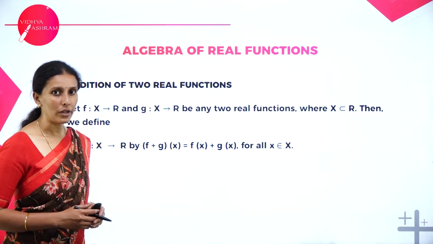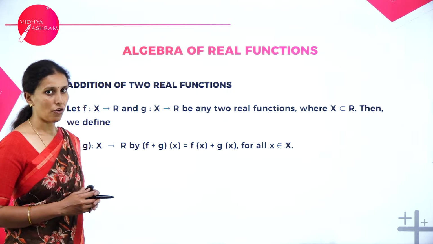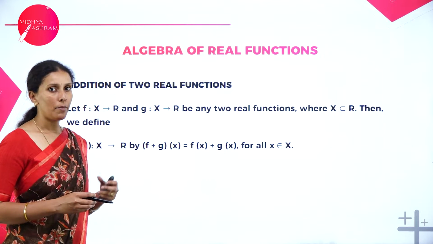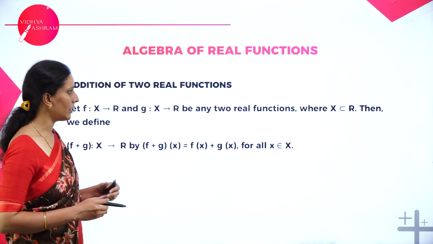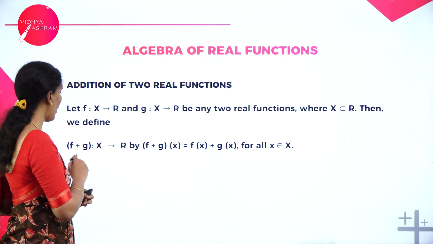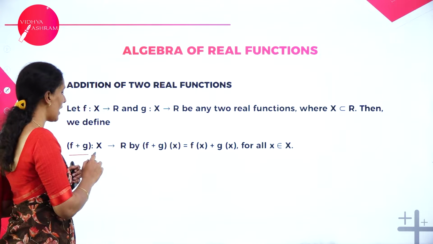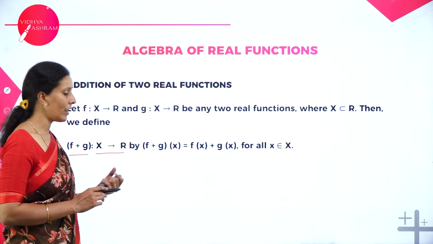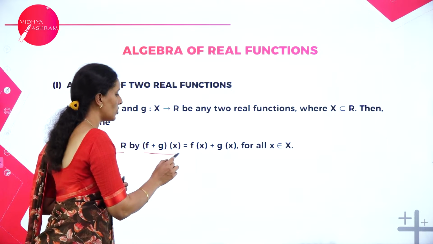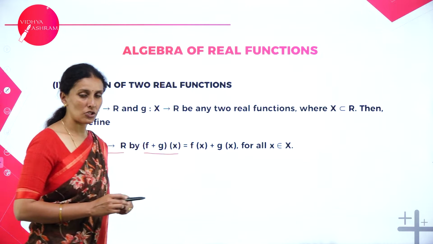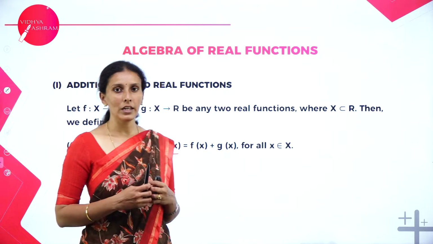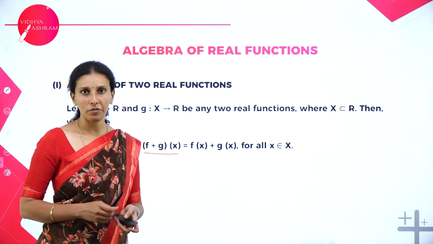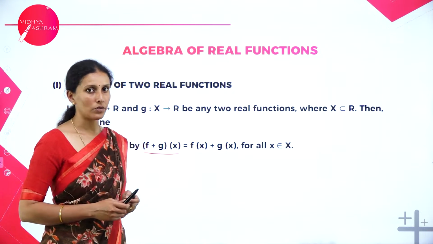Let me take two real functions f of x and g of x. Then the addition of two real functions from the domain set, real numbers to real numbers, is given by f plus g from X to R, where X is a subset of R, X is a domain which is a subset of R, and it is defined by f plus g of x is equal to f of x plus g of x. So whenever any two real functions are given, add them in such a way that f of x plus g of x for all the values of x belongs to X.